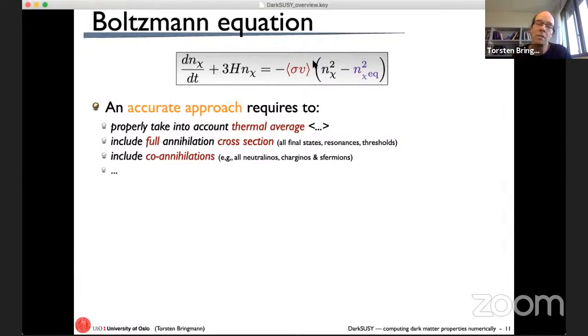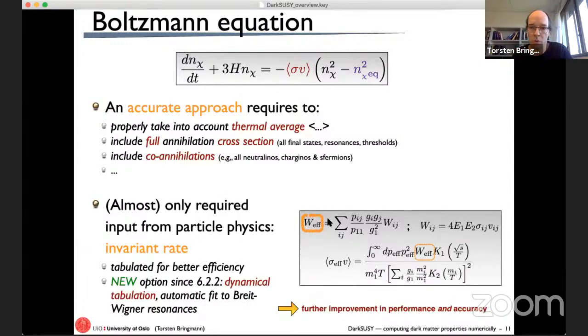And the whole point is that from the point of view of a numerical solver, you just need to provide this function here. Or more correctly, you need to provide this so-called invariant annihilation rate, because once you have this, you can calculate the effective annihilation rate that enters in the Boltzmann equation here.